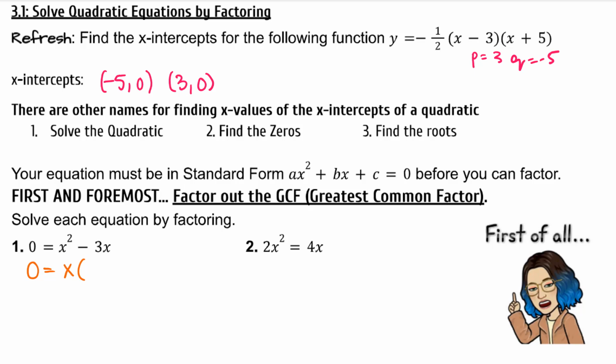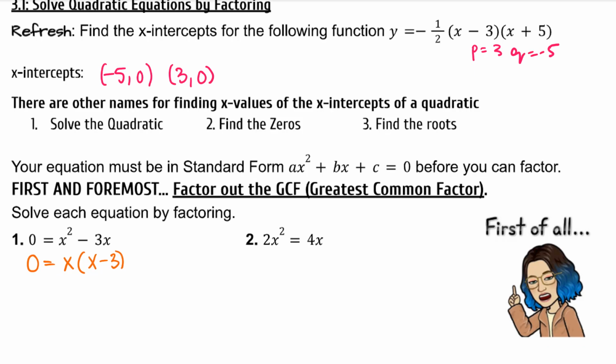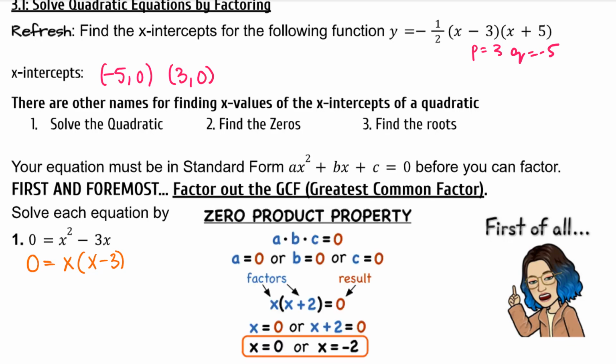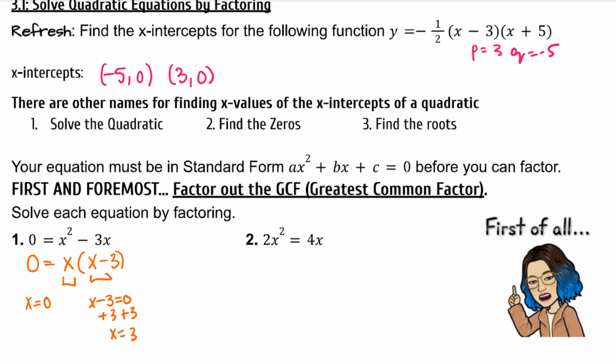Factoring means dividing, so I'm going to divide an x from each term. We have to write this x in front because we cannot divide out an x entirely. We can only factor it. At this point, recall zero product property. We reviewed this in our lesson over intercept form. If a times b is equal to 0, then a is equal to 0 or b is equal to 0. We've solved this equation by factoring, and the answers are 0 and 3.